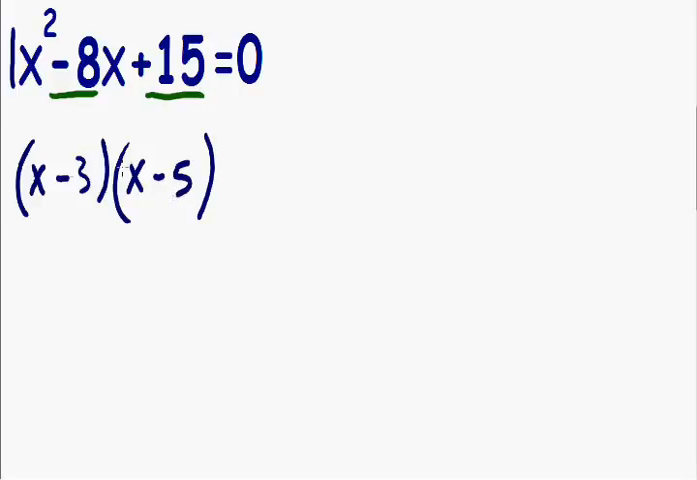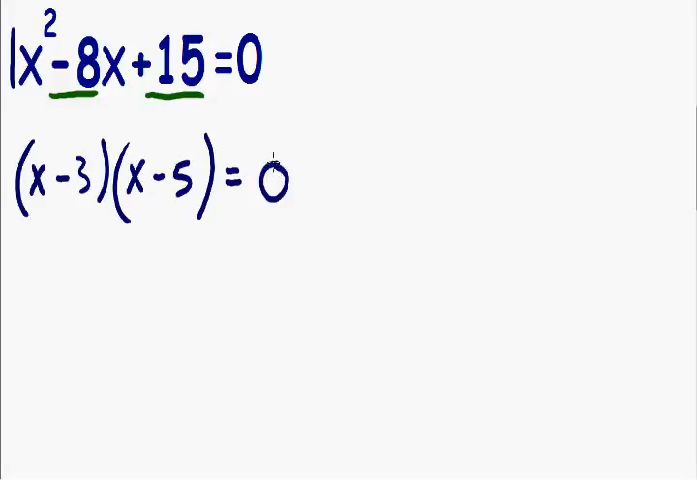Notice how these two numbers multiply, negative 3 times negative 5, and give us a positive 15. And they also add: negative 3 plus negative 5 gives us our negative 8. And of course, this is all equal to 0.